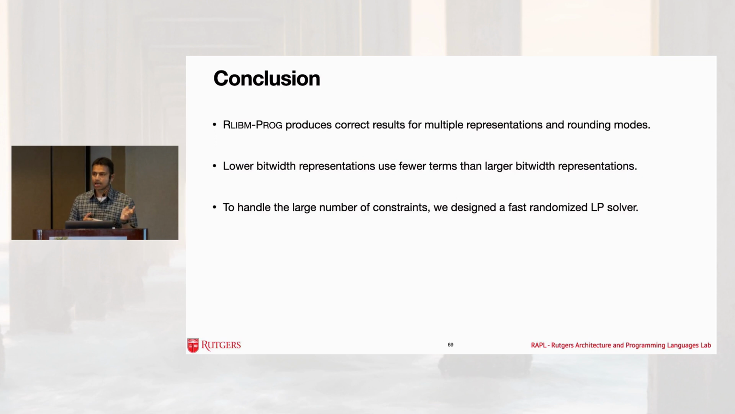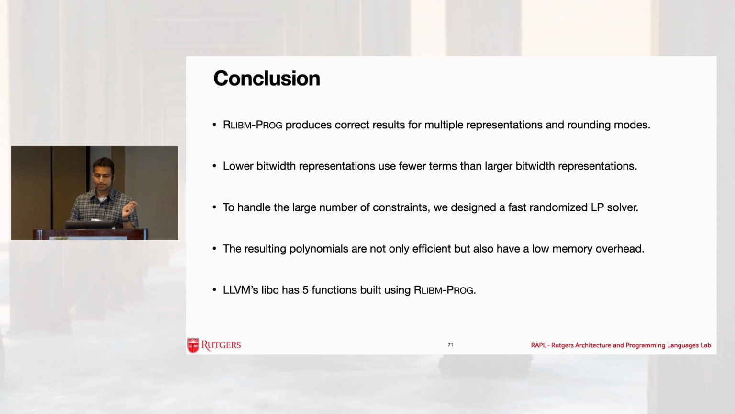To handle the large number of constraints, we designed a fast randomized algorithm by recognizing that our problem is a linear program of small dimensions. The resulting polynomials are not only more efficient, but also have lower memory overhead. This has allowed 5 functions in LLVM's libc to adopt RLIBM's implementations.